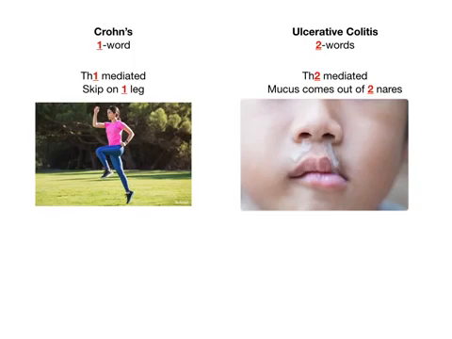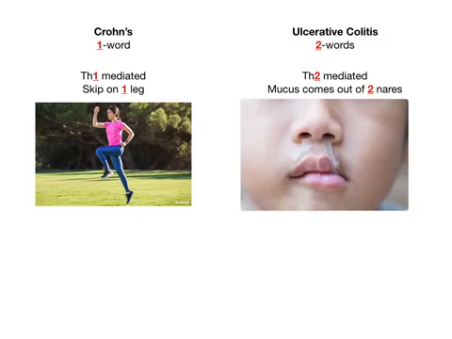And of course, when you skip on one leg. There's a picture of somebody skipping on one leg. In ulcerative colitis, it's Th2 mediated, and mucus comes out of 2 of your nostrils or 2 of your nares. And remember that mucus for mucosal and submucosal in terms of where the inflammation is. So I'm going to pause for a second because if you haven't heard it in my voice up to this point, you're going to hear it again.